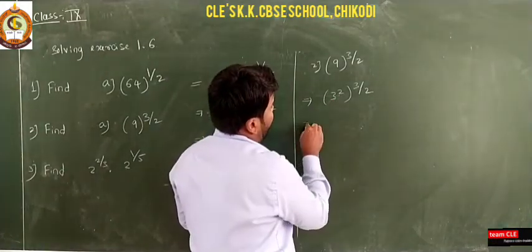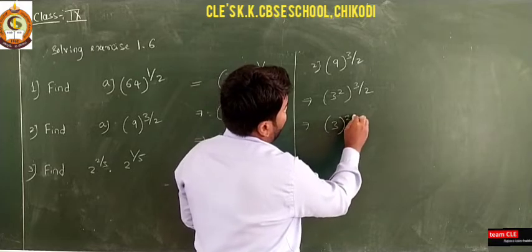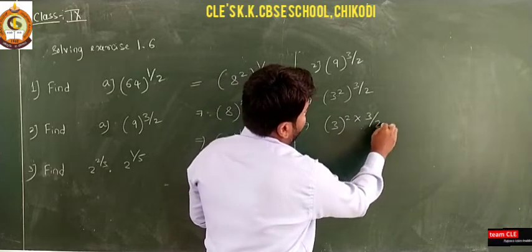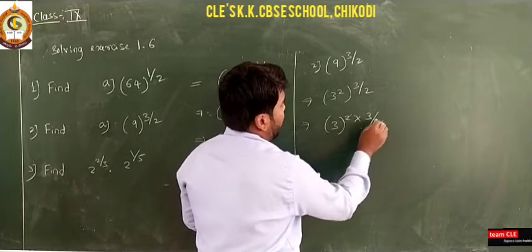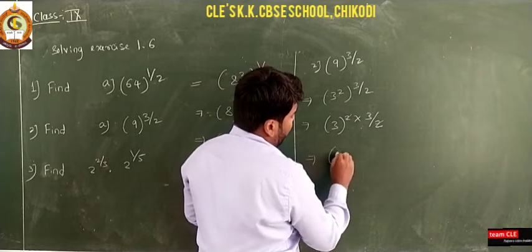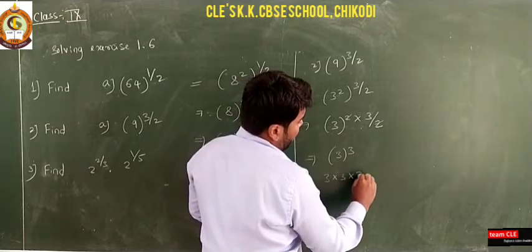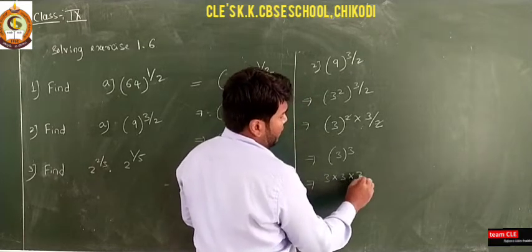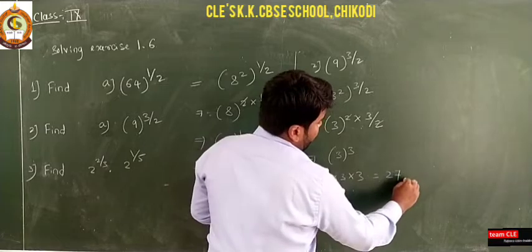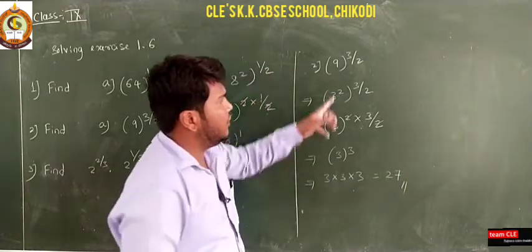So you can write this as 3 whole raised to 2 into 3 by 2. Again this 2 and this 2 get cancelled. So remaining is 3 cube. 3 into 3 into 3: 3 3s are 9, 9 3s are 27. So this is 27.